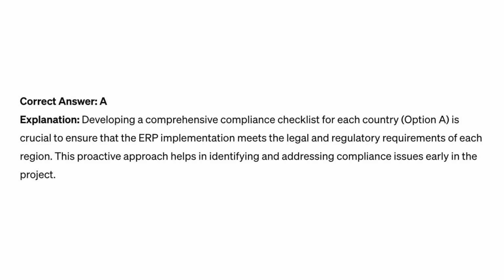Correct answer A. Explanation: developing a comprehensive compliance checklist for each country, option A, is crucial to ensure that the ERP implementation meets the legal and regulatory requirements of each region. This proactive approach helps in identifying and addressing compliance issues early in the project.